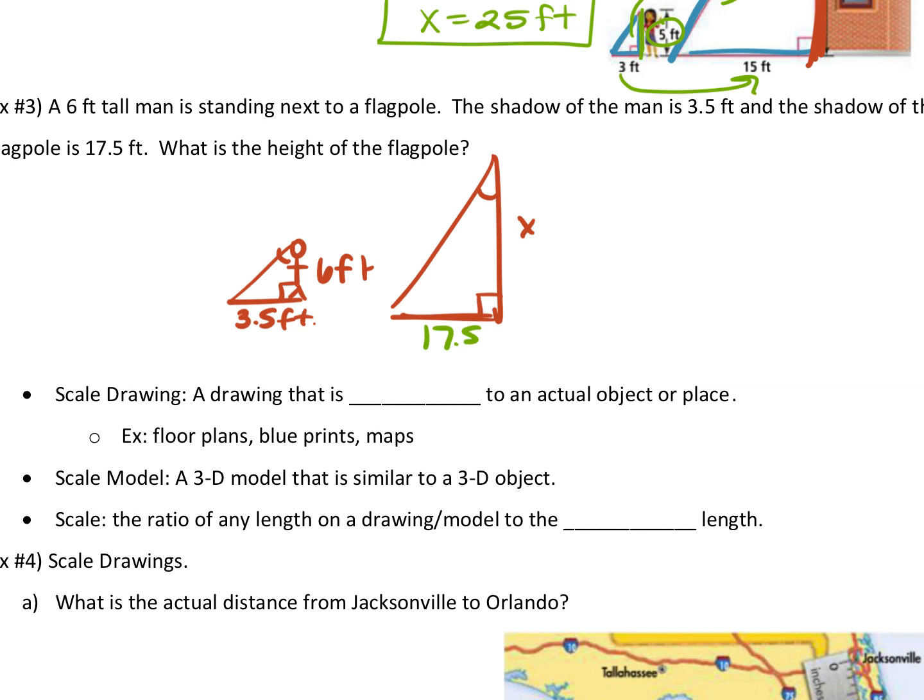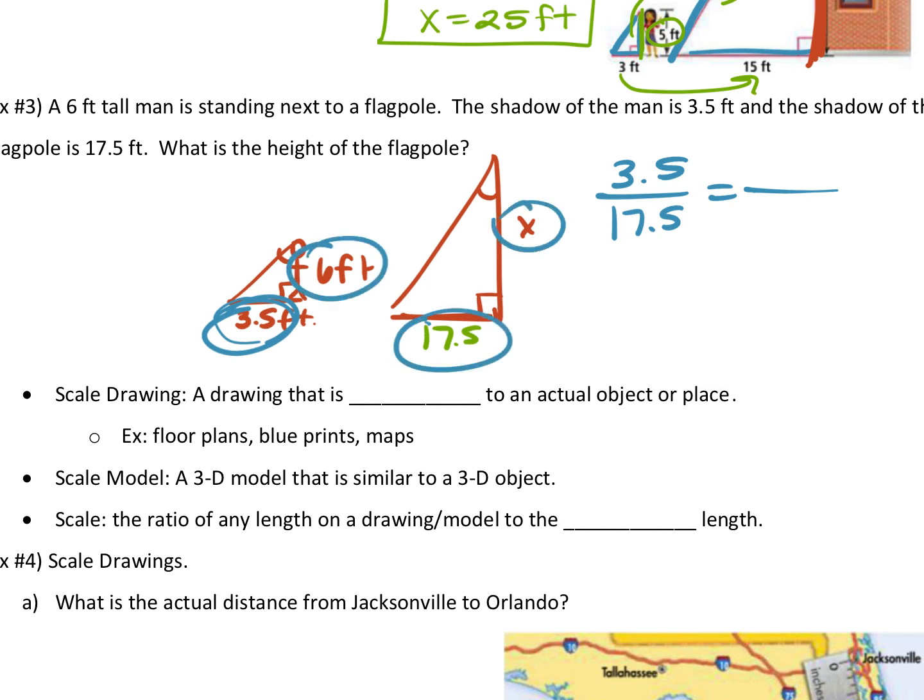Okay, so what's your proportion here? Let's start with 3.5. 3.5 over what? What's the corresponding piece? 17.5 equals, and now is it 6 over x or x over 6? 6 over x. Smaller to bigger has to equal smaller to bigger.